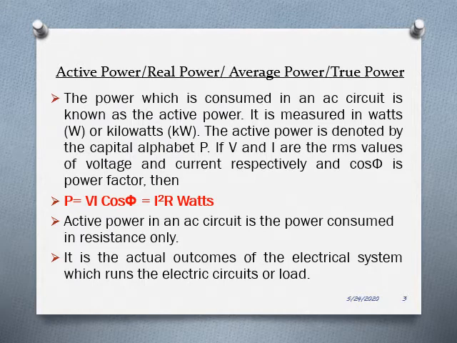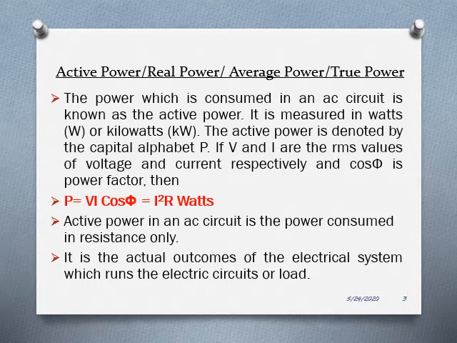So the first power, active power or real power or average power or true power. The power which is consumed in an AC circuit is known as the active power. It is measured in watts or kilowatts, and active power is usually denoted by capital letter P. If V and I are the RMS values of voltage and current, and cos phi is the power factor, then active power is given by the equation VI cos phi.